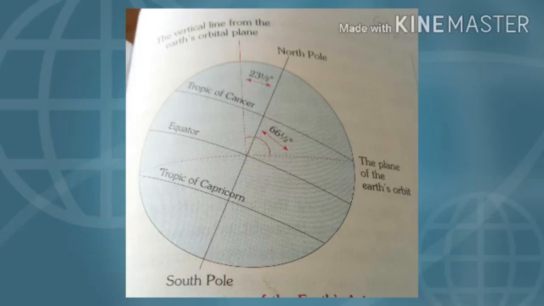Just see the diagram 3.1, children. Then you will understand. Okay. The plane formed by the orbit is known as the orbital plane. The angle of inclination of the earth's axis always remains the same. Do you know that, children? This tilt of 23.5 degrees from the vertical line and 66.5 degrees from the orbital plane never changes. Okay.